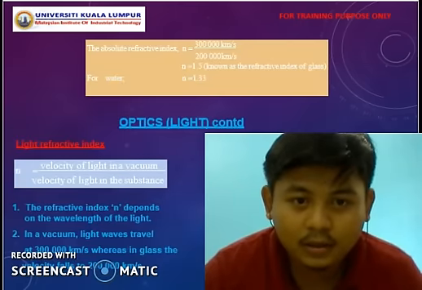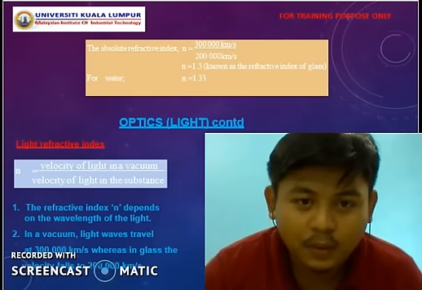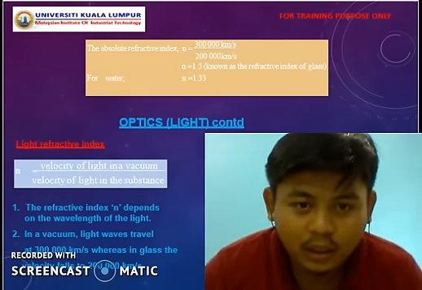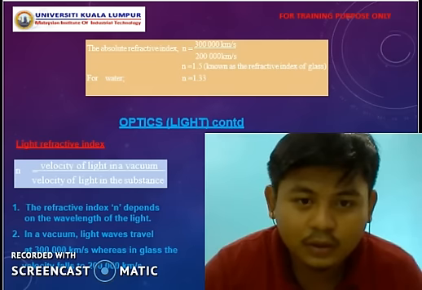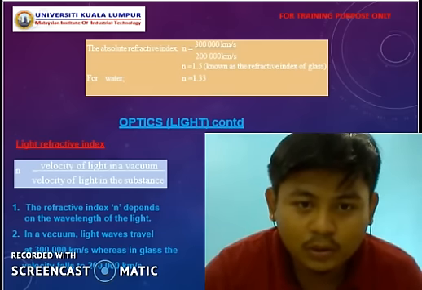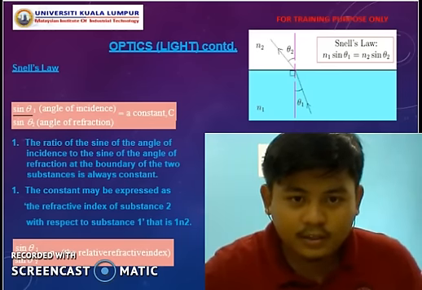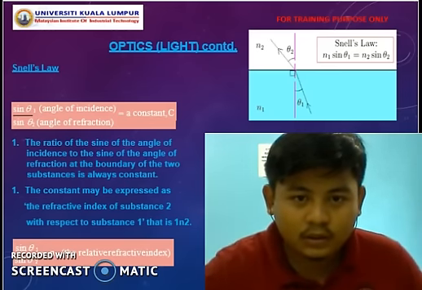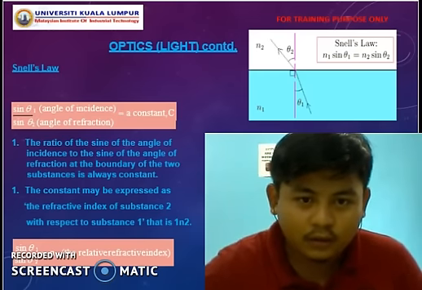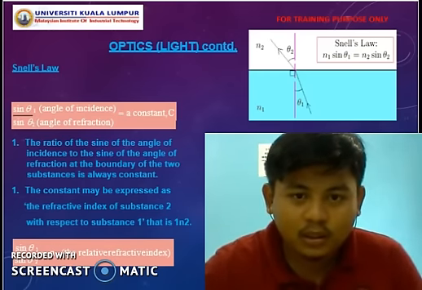And then light refractive index. The refractive index n depends on the wavelength of the light. In a vacuum, light travels at 300,000 km per second, while in glass, the velocity falls to 200,000 km per second. And the next is Snell's law. The ratio of the sine of the angle of incidence to the sine of the angle of refraction at the boundary of the two substances is always constant.